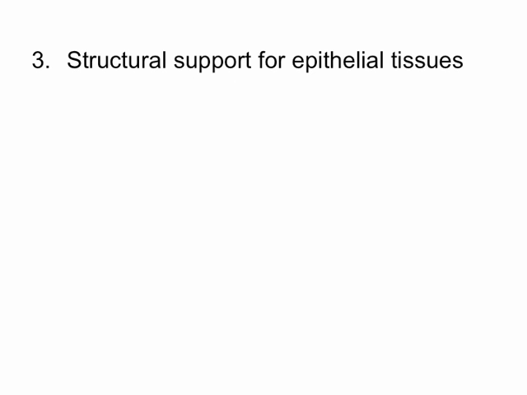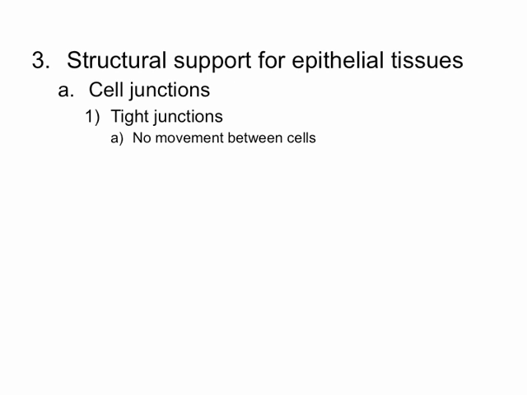There's also some structural support in place for your epithelial tissues. The cells have to be attached to one another in some manner. The way they do that is via a cell junction. There are a couple major types of cell junctions that you'll find inside the body. The first of those junctions is a tight junction. In a tight junction, you have no movement between adjacent cells.